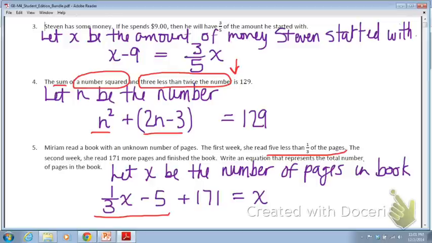The second week, she read 171 additional pages and finished the book. So 1/3 x minus 5 plus 171 would be the total pages in the book because she finished it. So all of that would equal x because x is the number of pages in the book. So that gives us our final equation right there. 1/3 x minus 5 plus 171 is equal to x, the total number of pages in the book.